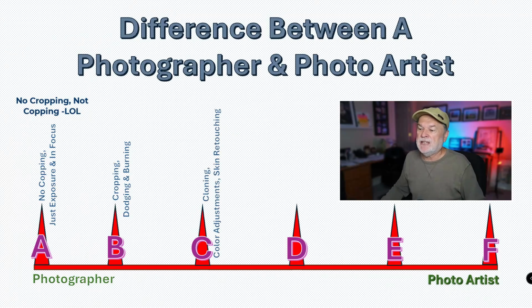Group C is, well, I've got this landscape shot or whatever, it might be a group shot at a wedding or who knows what, but there's something distracting on the wall or whatever. And so I want to clone that out. Maybe I want to do some color adjustments or color grading. Maybe two or three people, the skin, they just had a bad day, and so I need to go in there and do some touch-up and stuff like that.